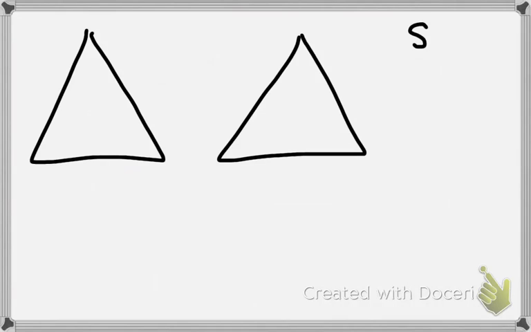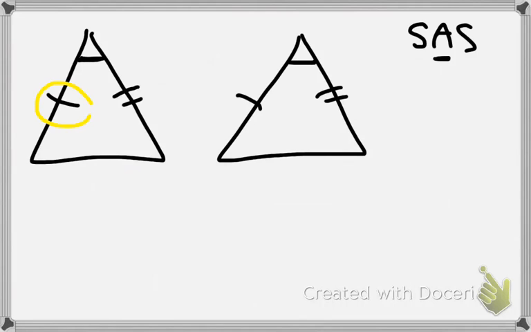For side, angle, side, this time you're going to have 2 sides and the angle is going to be in between the 2 sides. So we might have this side and we might have this pair. The angle in between the 2 sides is right here and right here. So you have a side, an angle, and another side. Side, angle, side.